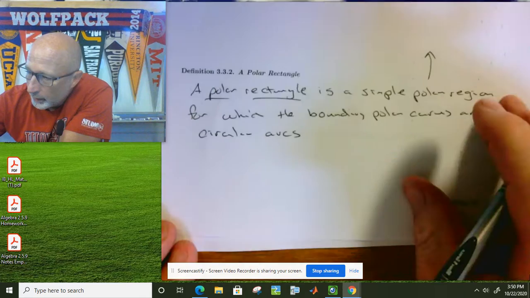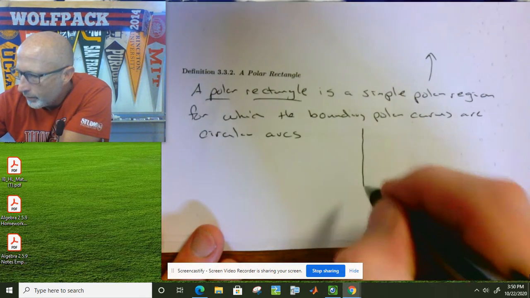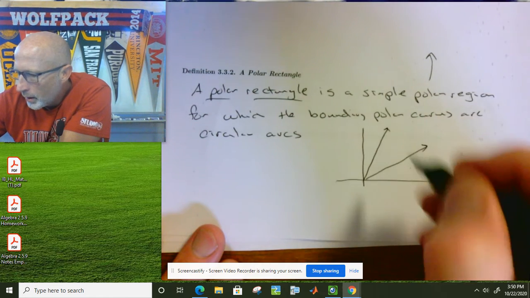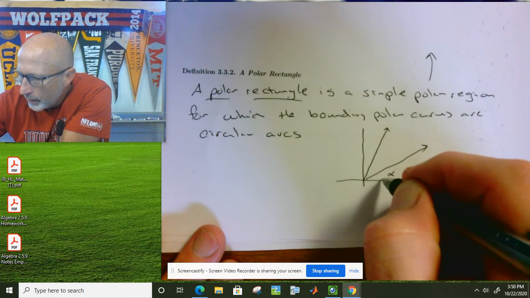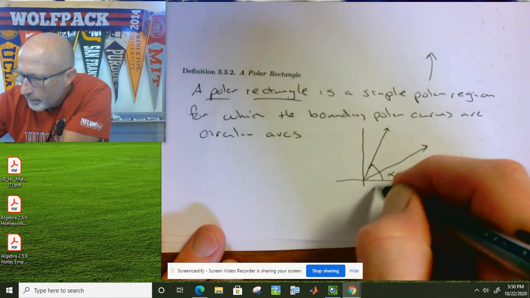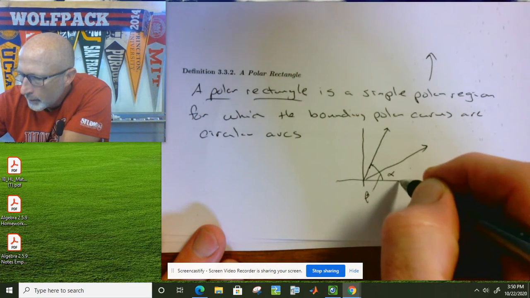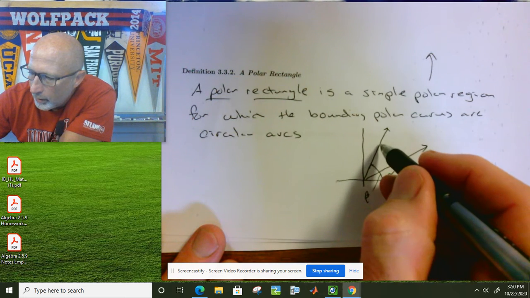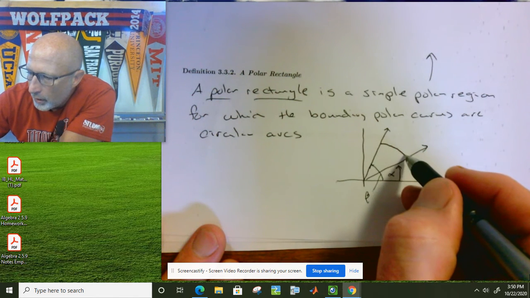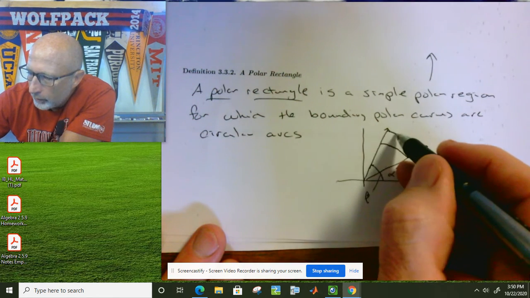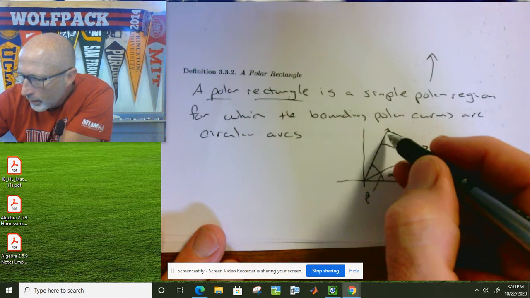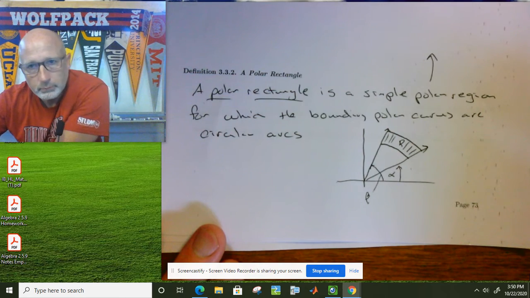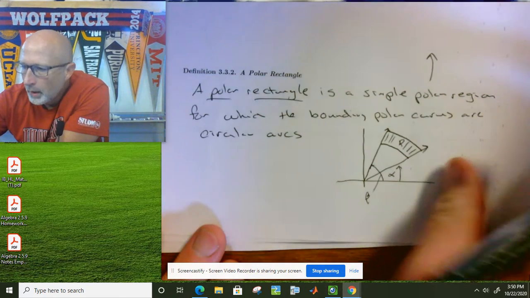Okay, so what does that mean? You have the same type of graph. You have two angles here and there. Once again, that's alpha, and from there to there is beta. So a polar rectangle is when you have a circular arc here, and another circular arc right there. And so right here, that is what's called a polar rectangle.